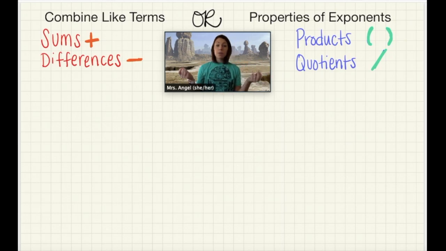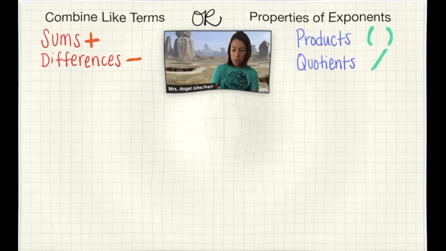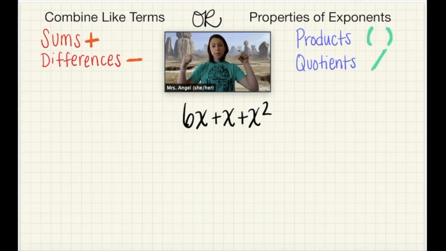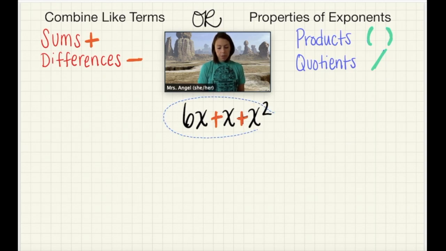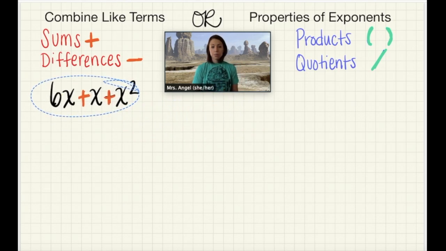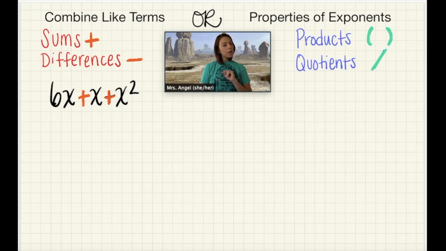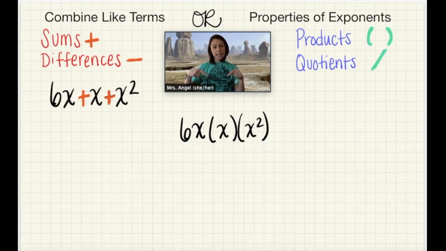So I'm going to give you an expression here, and you tell me where it belongs. Would you do combine like terms or would you do properties of exponents? All right, we have 6x plus x squared. Which one would you use here? Well, I see addition symbols, which means I would apply combining like terms here. I would look for the like terms and combine them. What about this one? I have 6x times x squared.